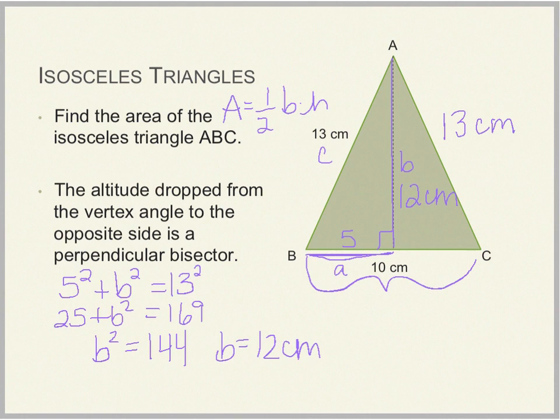Now that I've found the height of this triangle, I can use my area formula to say that the area equals 1/2. The entire base of this triangle is 10 centimeters times our height of 12 centimeters. Or my total area of this triangle is 60 centimeters squared.